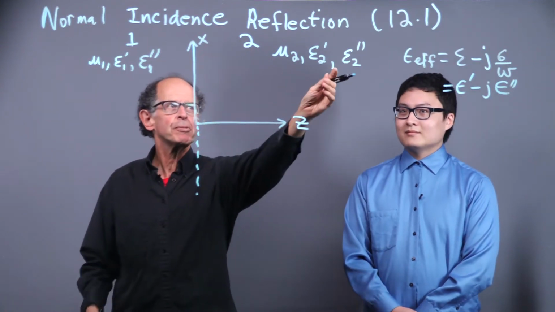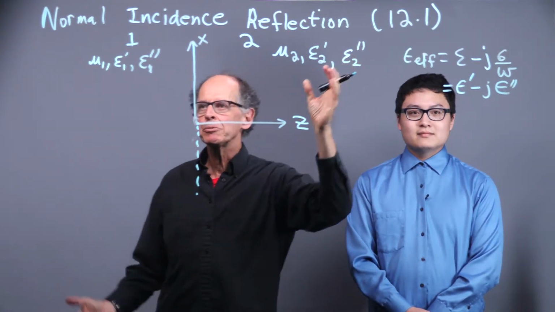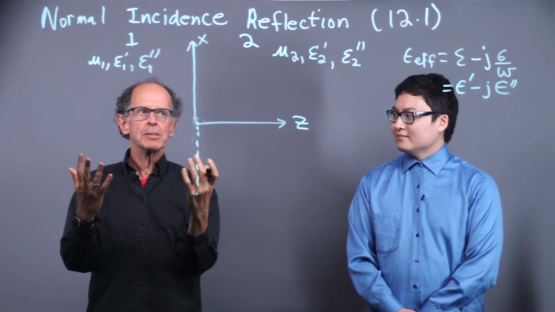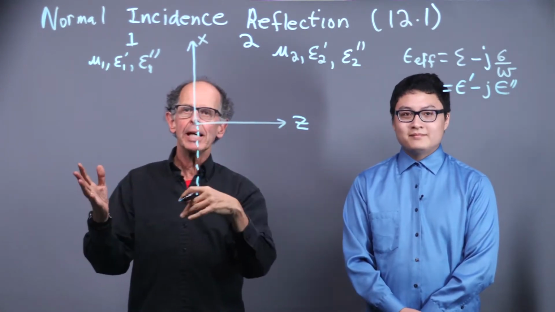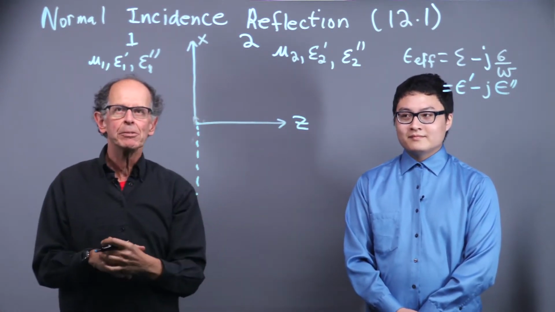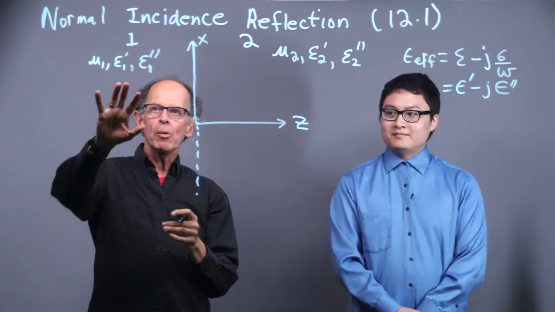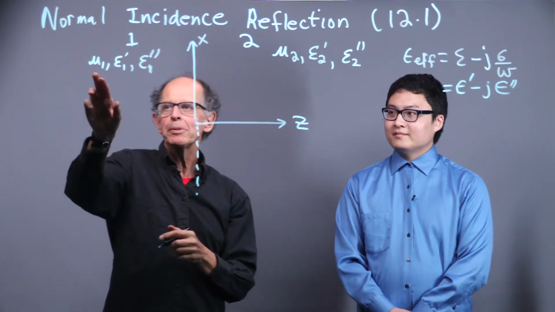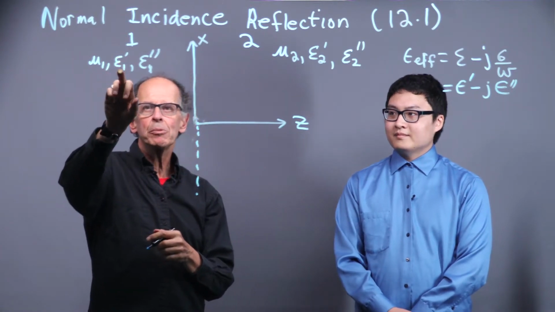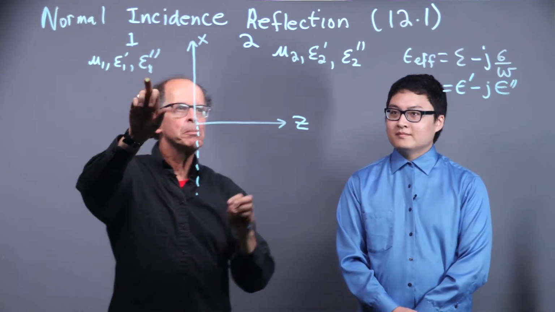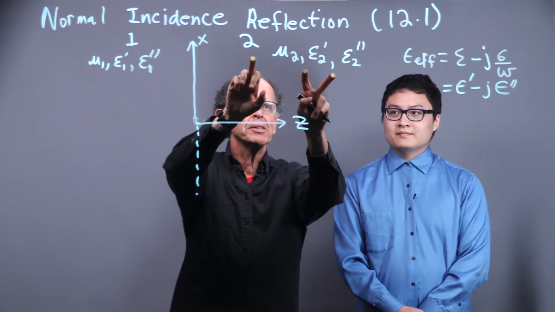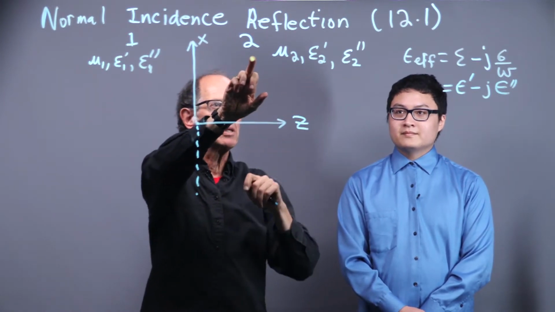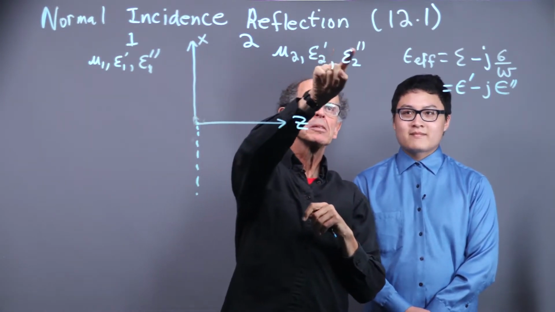Normal incidence reflection, 12.1. We're going to take what we've learned and generalize it and look at waves interacting with boundaries now. So we have two materials, material 1 and material 2, with properties mu1, epsilon 1 prime, epsilon 1 double prime, and the same for material 2, indexed by 2. But you say, well, what's this?